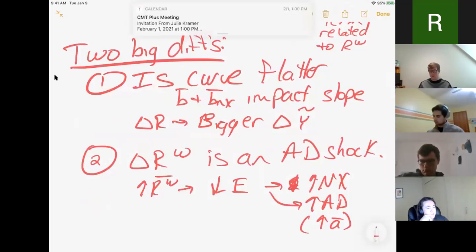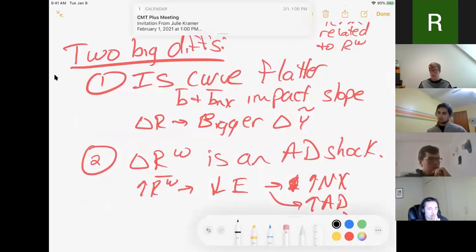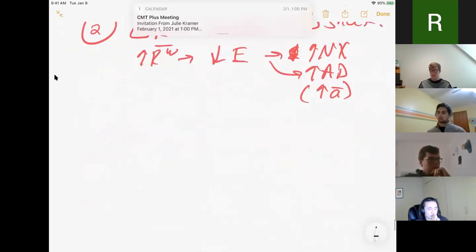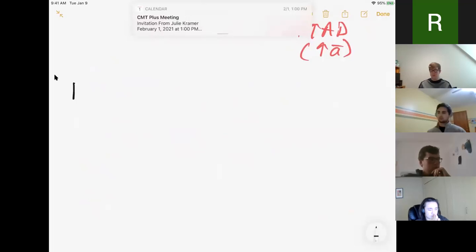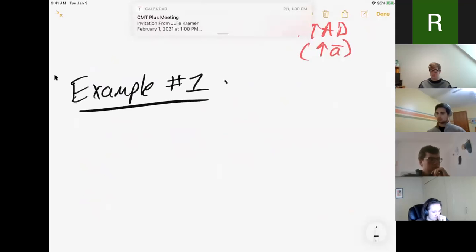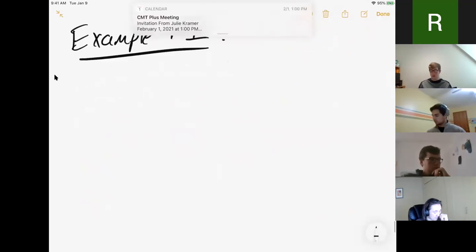So when there's an increase in the world interest rate, that essentially becomes a positive aggregate demand shock for a country. Likewise, what happens if world interest rates go down? If world interest rates go down, that becomes a negative aggregate demand shock because it's going to tend to appreciate a country's currency. So let's talk about each of these in a little bit more detail, just so that we make sure that we understand the fundamentals of what is going on here.